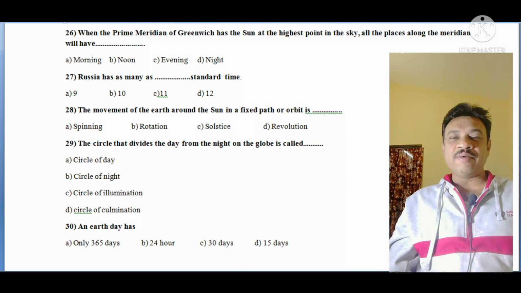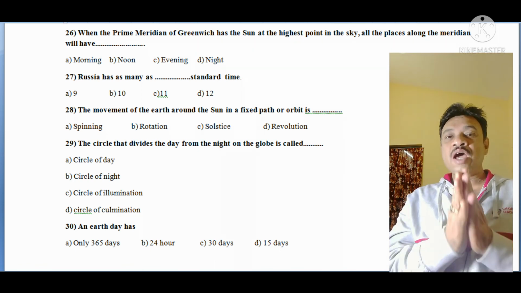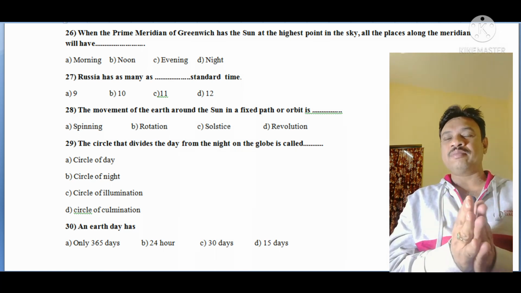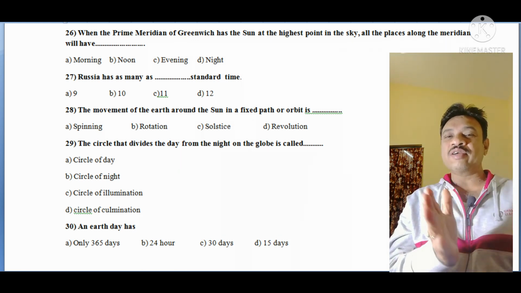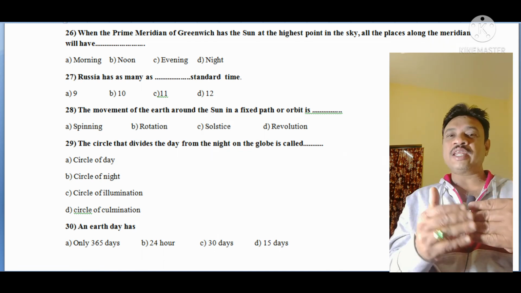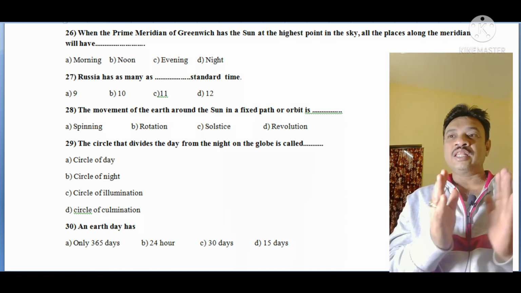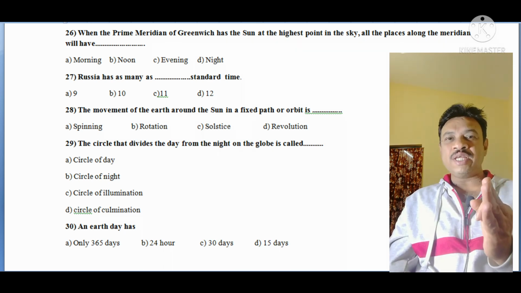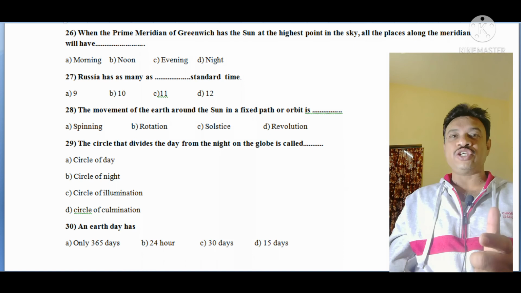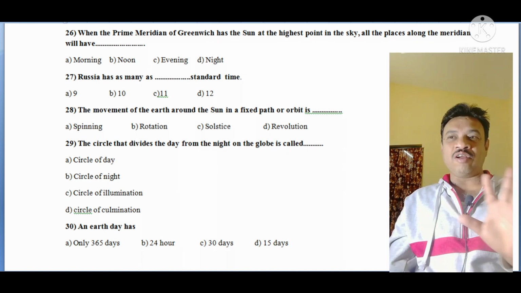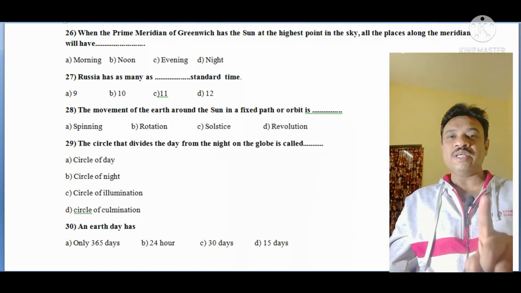The circle that divides the day from the night on the globe is called dash. Half portion of the globe is bright and another half portion of the earth is looking dark. One portion we are able to see in the sun, exposed to the sun, another half is not exposed to the sun. That is what we can call circle of the day, circle of night, circle of illumination, and circle of culmination. Culmination is nothing like that, but it is one proxy term given here. So circle of illumination is the correct option.